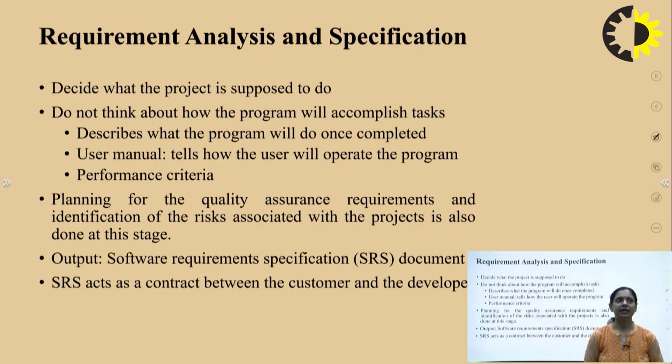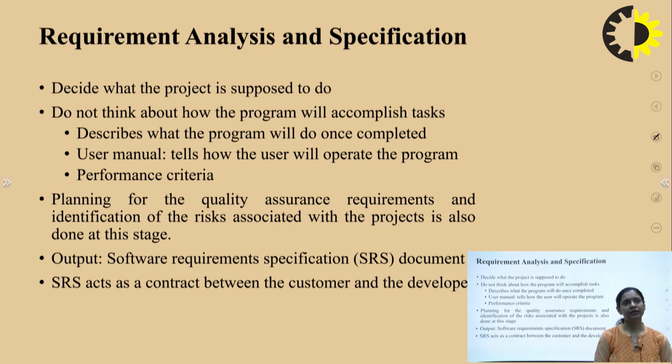Now the theoretical part of the requirement analysis and specification. The requirement analysis and specification basically decides what the project is supposed to do. It does not think about how the program will accomplish the task. It is only related to the working of the project. It describes what the program will do once it is completed. It gives us the user manuals, which tell how the user will operate the program. It talks about the performance criteria, what the performance of the product or software being developed would be.